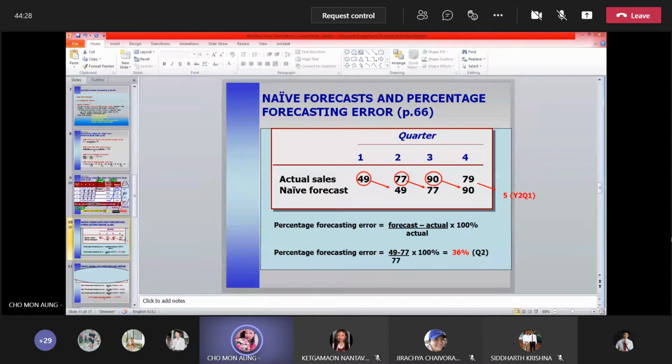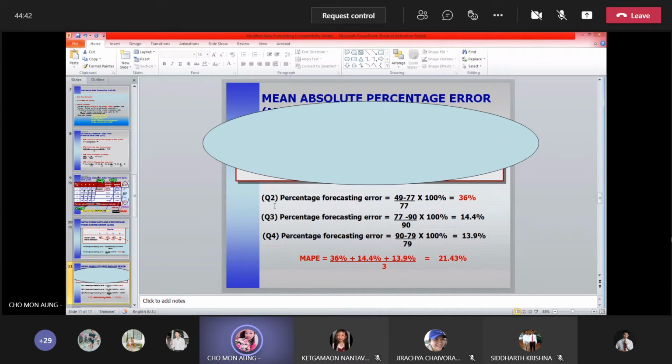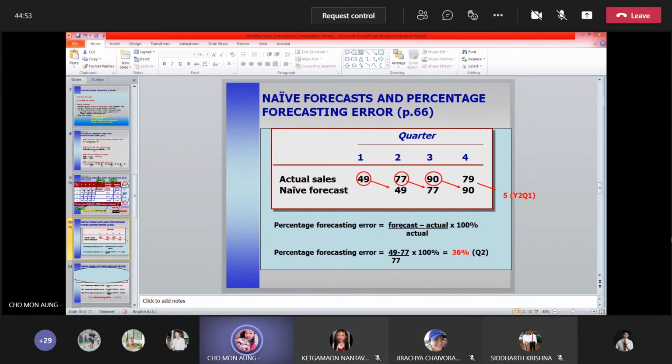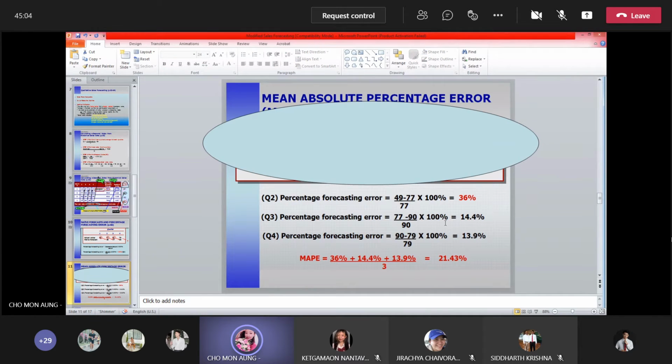Okay, so just now from this slide, we calculated the forecasting error for quarter two. We cannot do it for quarter one because it was the very beginning of the operation. Now, from the previous slide, what about quarter three and quarter four? Quarter three, forecast 77 minus actual, and quarter four, forecast minus actual. If you plug in the numbers, these are the percentage errors.